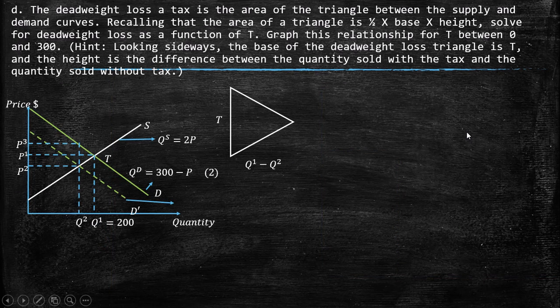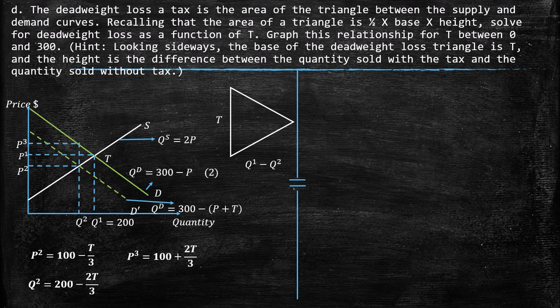So now we need to think about the deadweight loss of tax, which is the area of the triangle between the supply and demand curves. Recalling that the area of a triangle is 1 over 2 times base times height. Solve for deadweight loss as a function of t. Graph this relationship for t between 0 and 300. So the same case as the previous case. There is a hint here. Looking sideways, the base of the deadweight loss triangle is t, and the height is the difference between the quantity sold with the tax and the quantity sold without tax.